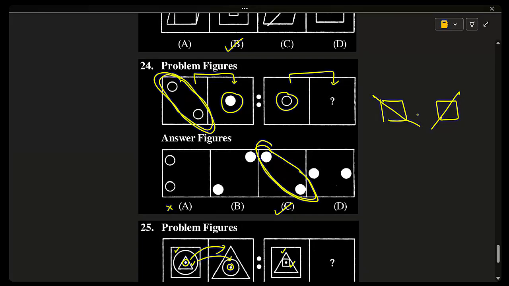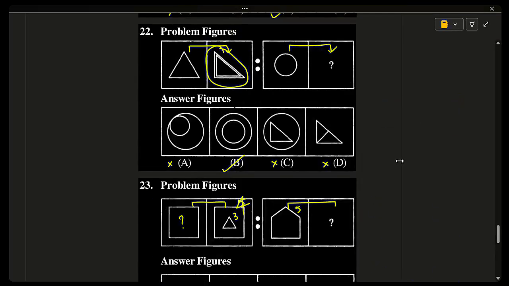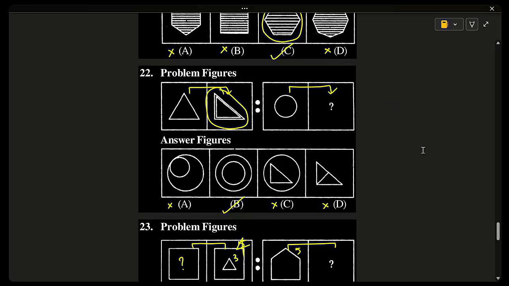Vihan? Yes, what is your doubt? Sir, 22 question. 22, yes. Sir, why not A, sir? Why not A? Because in this figure, are the triangles touching each other at the corner or any place? No, sir. That's why they should not touch. So it is option B.